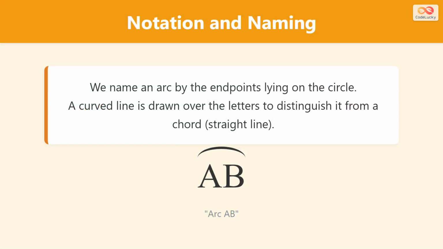In geometry, we have a specific way to write down the name of an arc. We use the letters of the endpoints on the circle and draw a small curved line over them. This symbol tells us we are talking about the curved path, not the straight line chord connecting them.